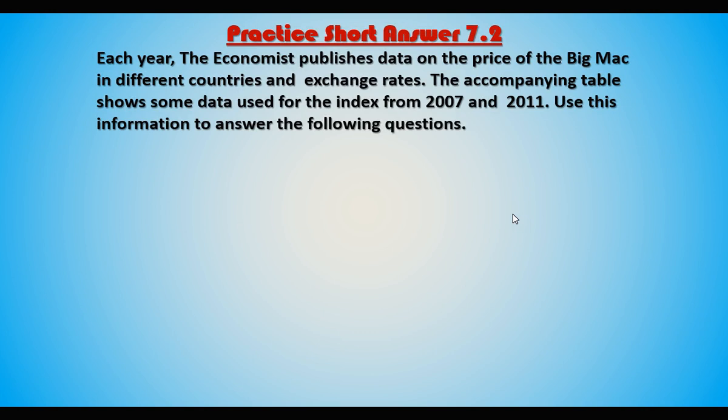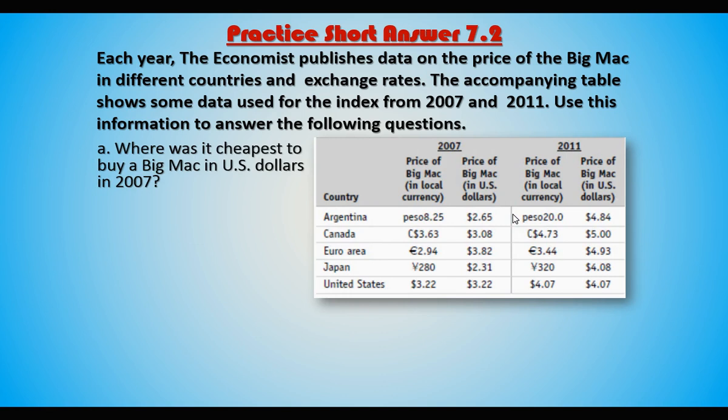So each year, The Economist publishes data on the price of the Big Mac in different countries and exchange rates. The accompanying table shows some data used for the index from 2007 to 2011. Use this information to answer the following questions. So the first question is, where was it cheapest to buy a Big Mac in US dollars in 2007? Here we have Argentina, Canada, the Euro area, Japan, the United States. Here's 2007, here's 2011. Here's the price of Big Macs in their local currency. So Argentina has pesos, Canada has their own currency. The Euro area has the euro, Japan has the yen, and obviously the United States has the dollar.